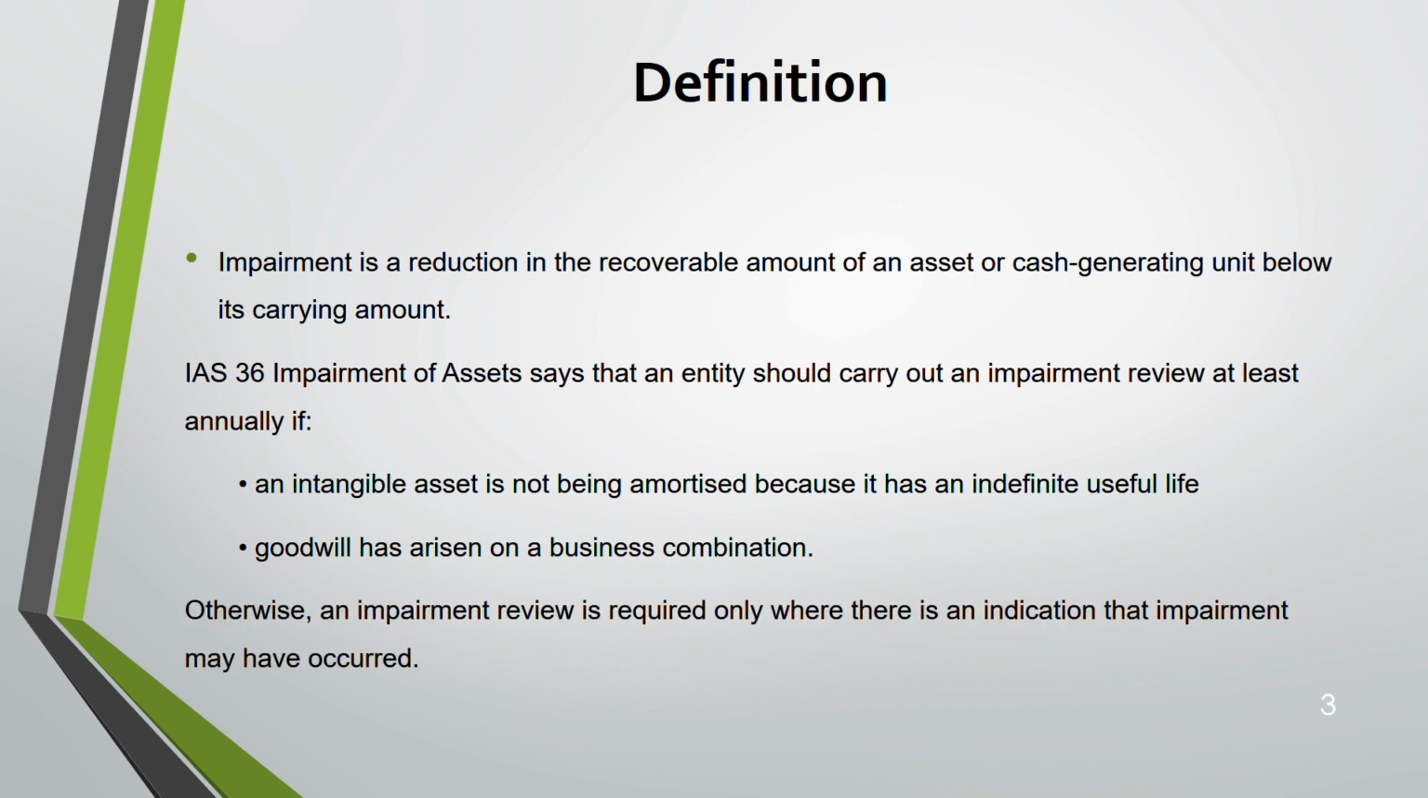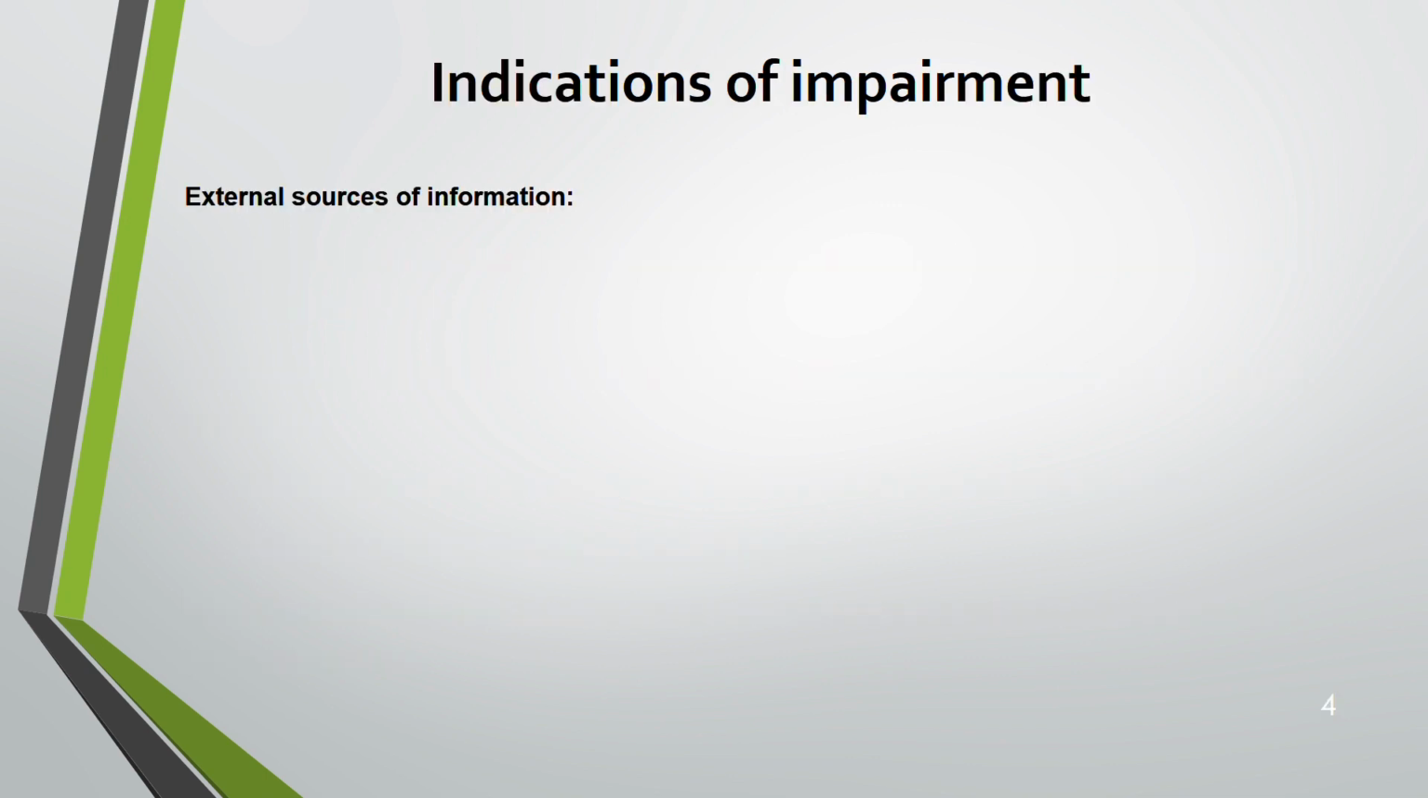Otherwise, an impairment review is required only when there's an indication impairment may have occurred. See, in these two situations, you need to carry out an impairment review. Okay, if these two situations are not there, then the impairment review you only need to carry out when there's an indication of any impairment. Those indications could be external or internal. Okay, you need to know this.